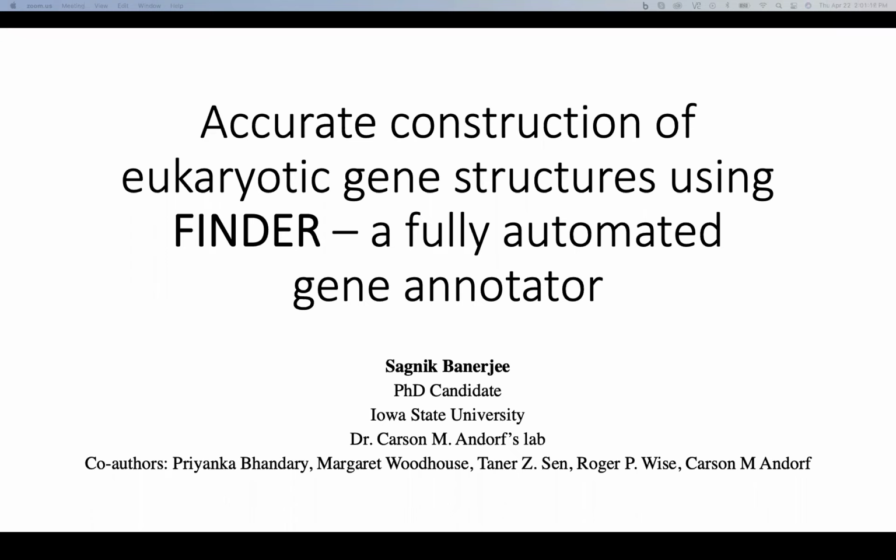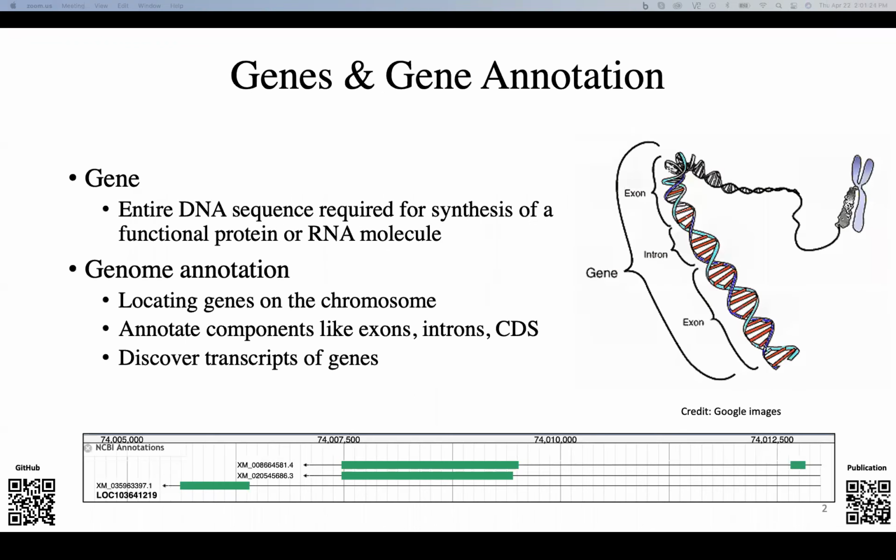Today, I will talk about a eukaryotic gene annotation pipeline that I developed in collaboration with USDA scientists. Before I delve into Finder, I would like to give you a brief overview of the problem that we are trying to address here. Gene annotation is the task of locating transcriptionally active regions of the genome and building complete gene structures with their constituent exons and introns.